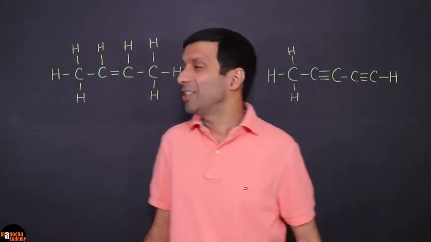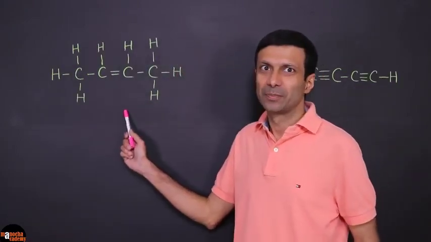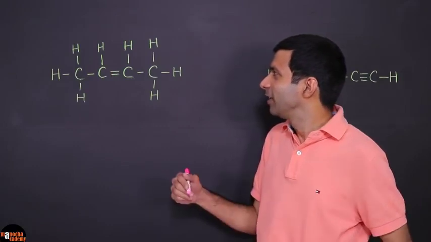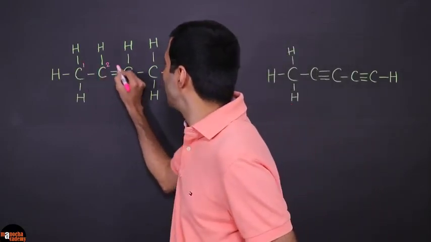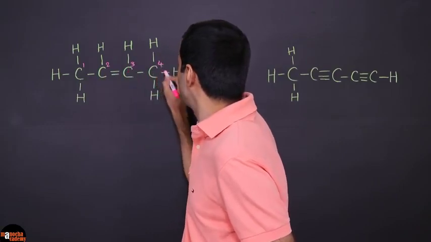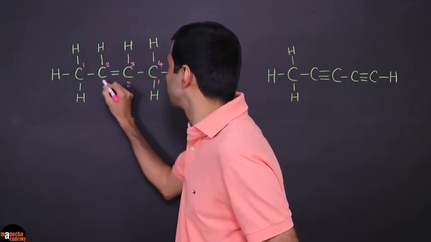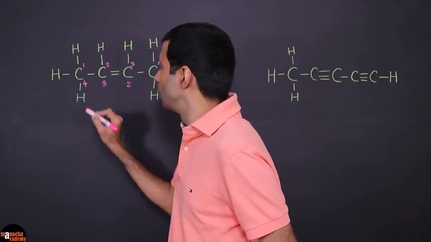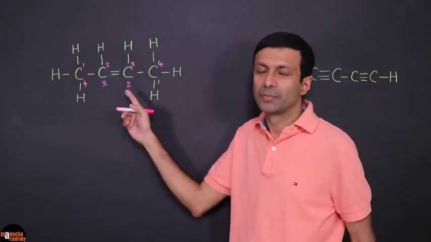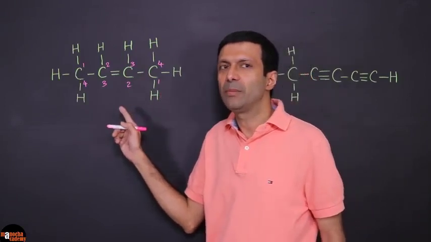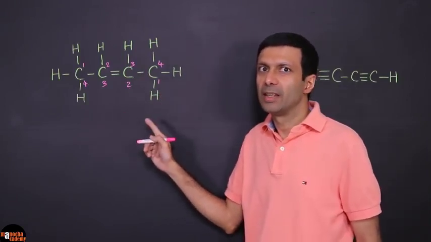All right, let's try the next one here. So what's the name going to be? Again, let's number the longest continuous carbon chain. So we have 4 carbons here. So the name will definitely have but in it, and there's a double bond. So is this compound's name going to be butene?